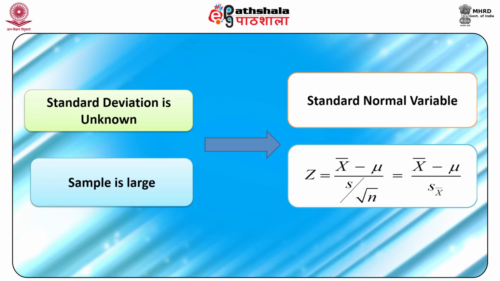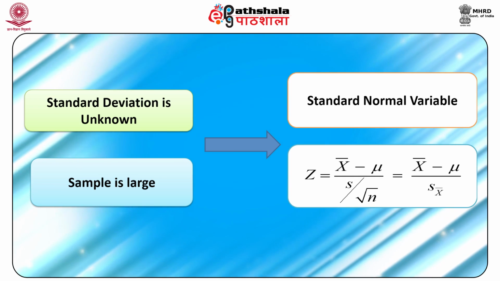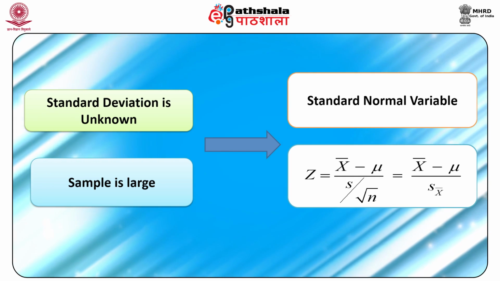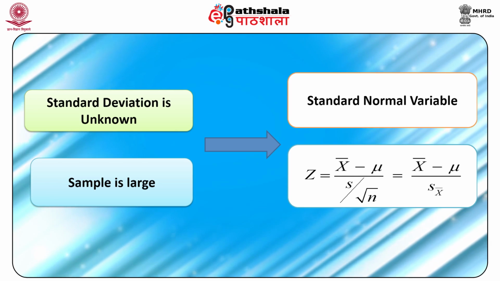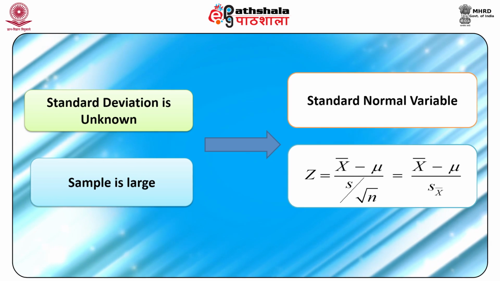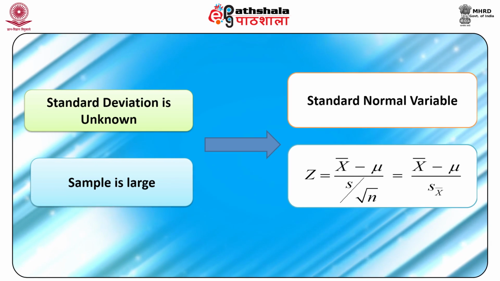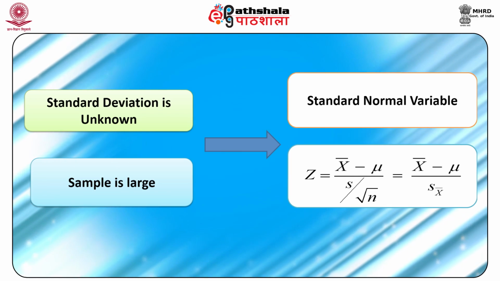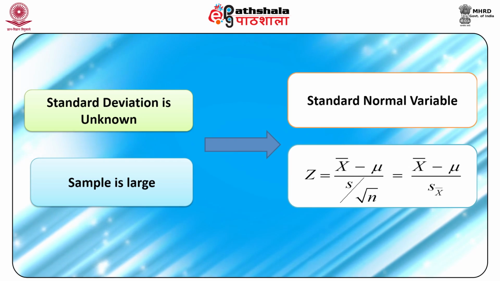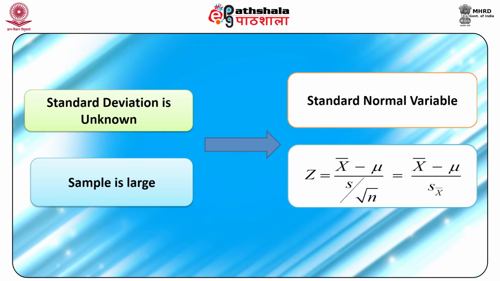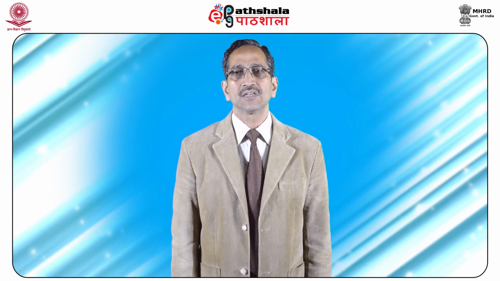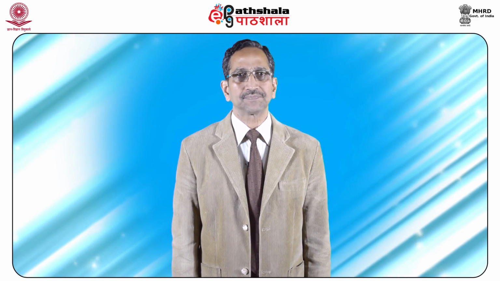So if sigma is unknown and estimated by the sample standard deviation s, but the sample is large, let's say n is greater than or equal to 40, then the standardized variable z, which is x bar minus mu upon s upon under root n, would be equal to x bar minus mu upon s x bar, and this has an approximately standard normal distribution. So what we have done is we have replaced sigma by s, because sigma is not known, and we have estimated sigma by s.